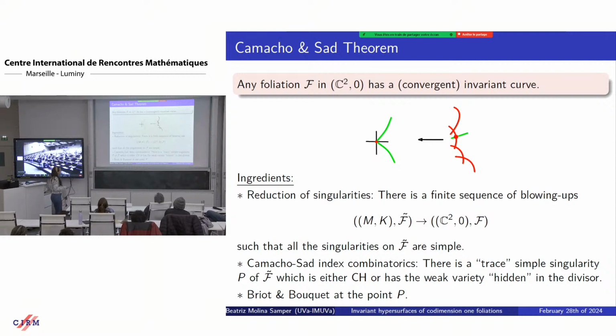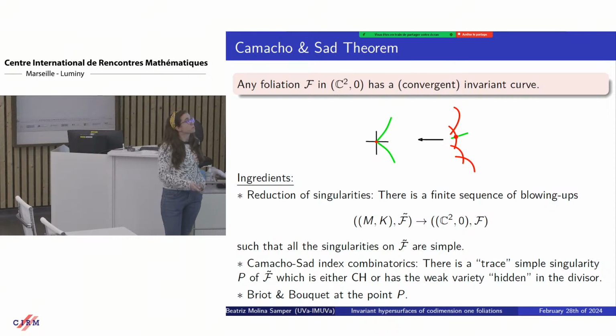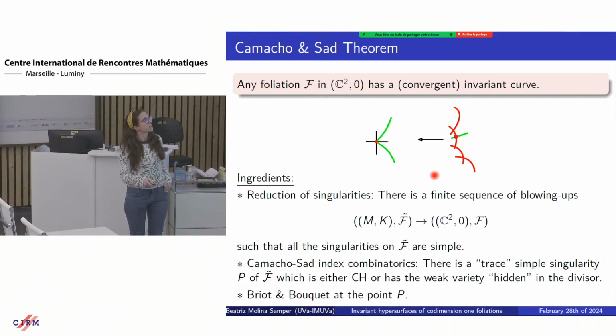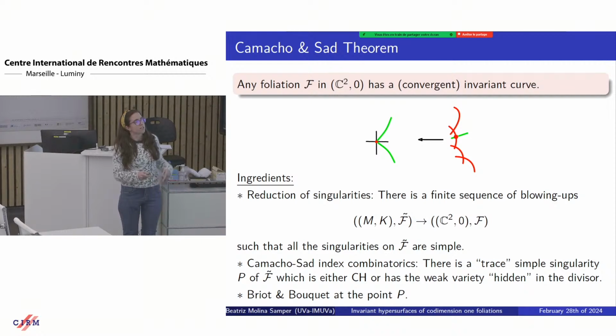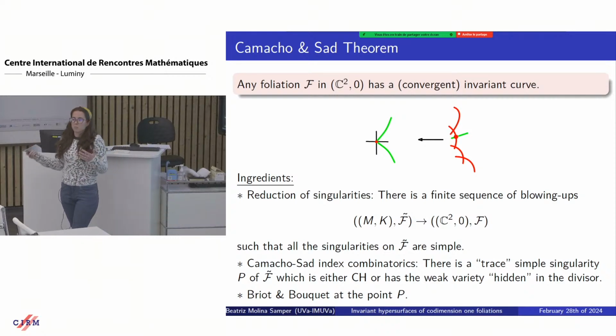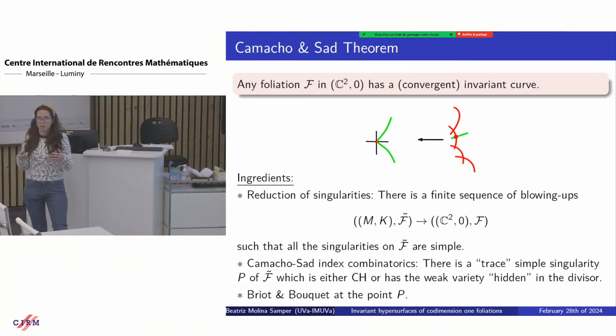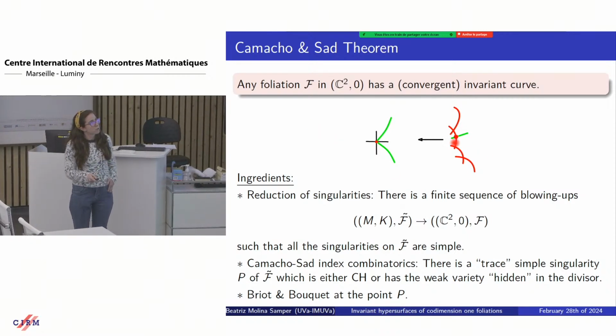And in the non-dicritical case, the ingredients in Camacho's proof are reduction of singularities, so we have the Seidenberg result on reduction of singularities. Then we have the combinatorics of the Camacho-Sad index, that allows us to prove that there is a singularity that is not an intersection of 2 components of the divisor, where it is either complex hyperbolic or, if it is a saddle node, the weak variety, the one that can be formal, is hidden in the divisor. So I apply Briot and Bouquet to this point, I find the convergent curve, and I can project it. So this is more or less the idea.